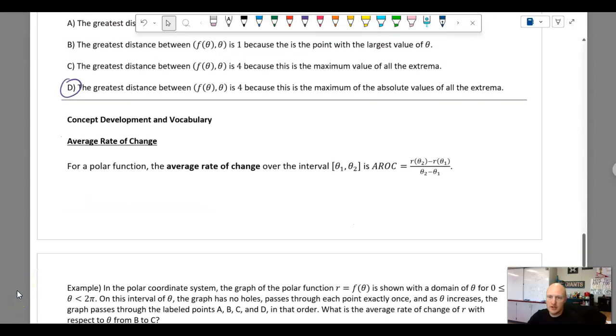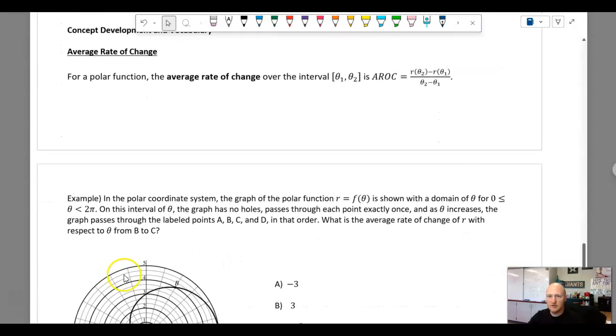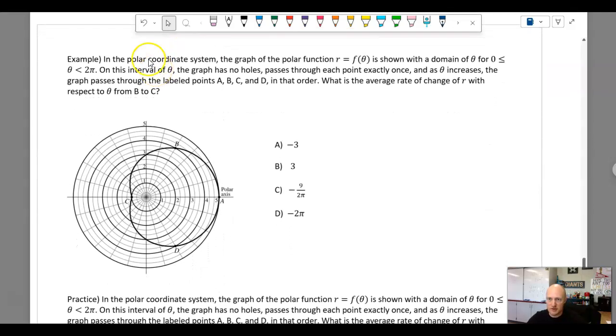Let's move on to average rate of change. For a polar function, the average rate of change over an interval theta 1 to theta 2 is our average rate of change formula: the radius evaluated at theta 2 minus the radius evaluated at theta 1, over theta 2 minus theta 1. So again, it's outputs divided by inputs. So pretty straightforward. Here's our first example.